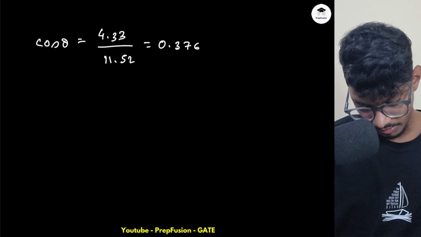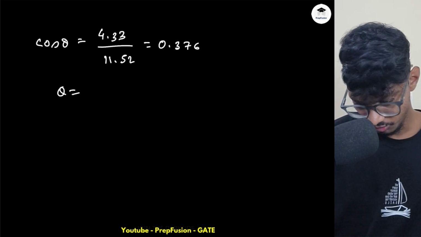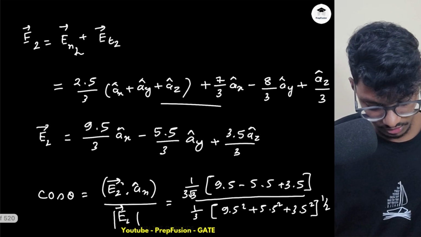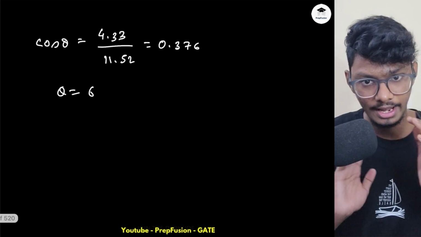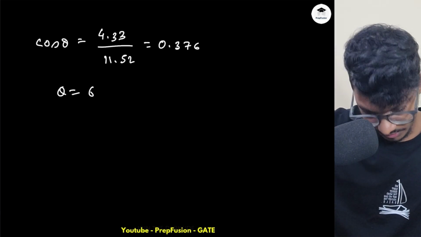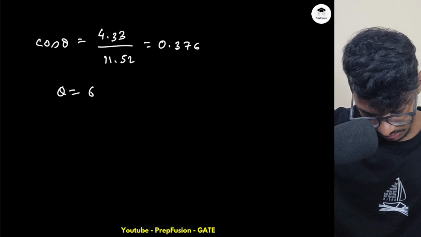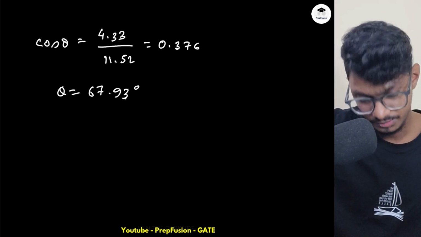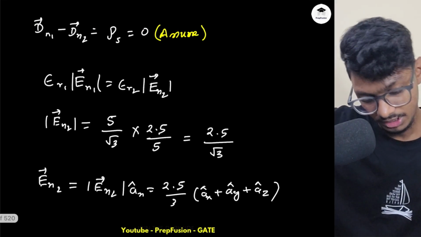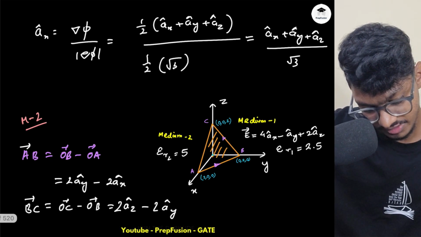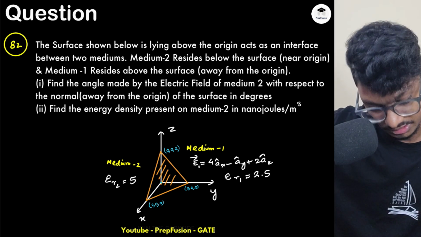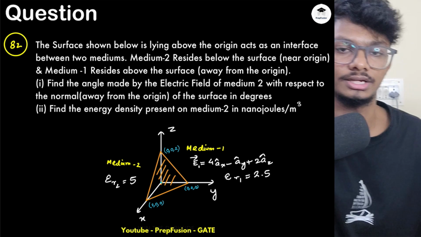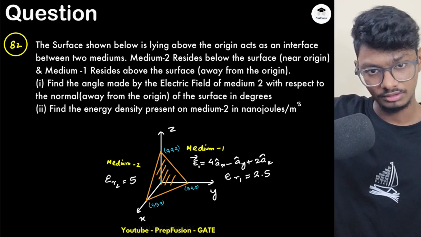So what will be my theta actually? Theta will be cos inverse of this. Just keep in mind it is not coming negative, so the angle will be an acute one, right? So it will come out to be almost 68 degrees, 67.93 degrees. So this will be the answer of this particular question: the electric field in the second medium will make an angle of 67.93 degrees with respect to the normal. Okay, so this is a good question. You can star mark this one and again try by yourself at a later stage.